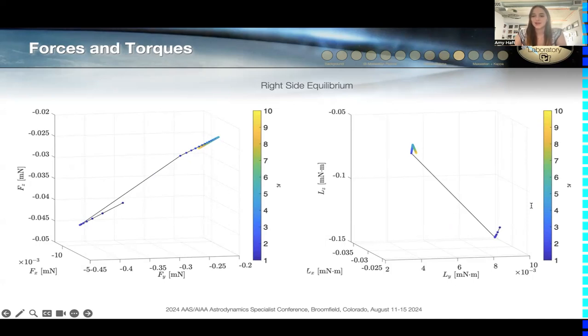The first thing you're likely noticing is the huge jump in the middle of the points. That jump is where kappa became negative enough to cause a jump from the right side equilibrium to the left side.